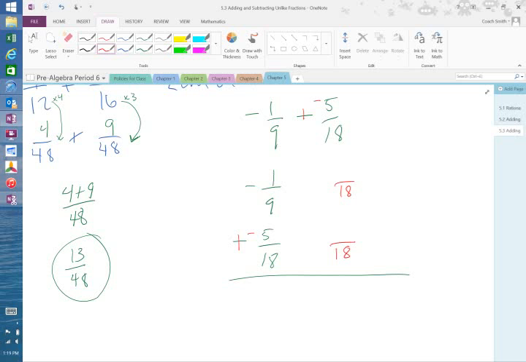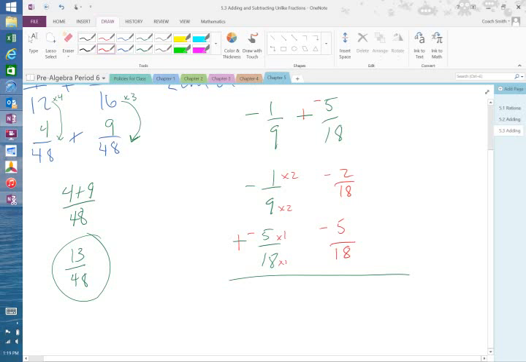All right, so you have one that we've got to change. The 9, we did what to make it 18? Multiplied by 2. So we've got to do the same thing at the top, which makes that negative 2. The negative sign you don't necessarily have to put there, it's just part of the problem. On the bottom, what do we multiply 18 by? Multiplied by 1. So we do the same thing at the top. That makes it a negative 5.